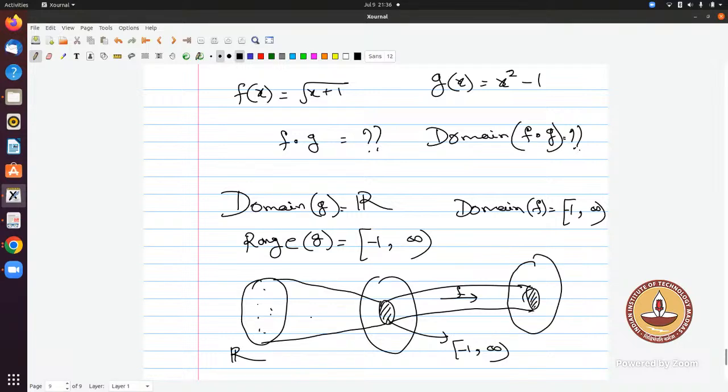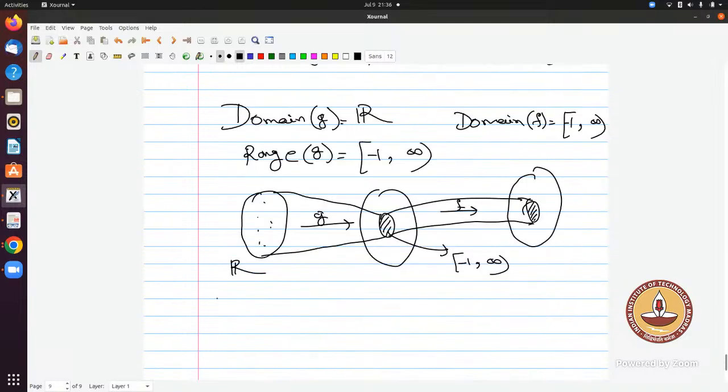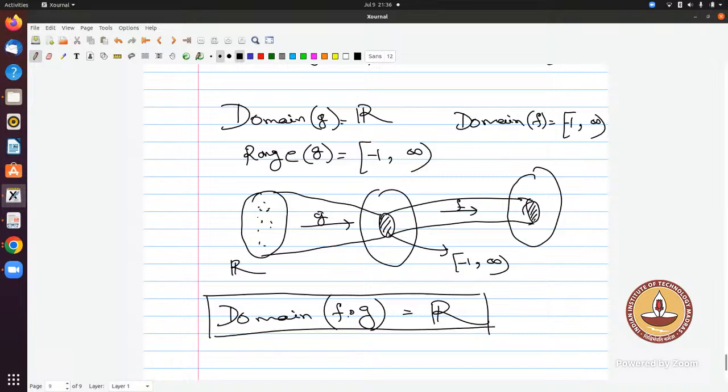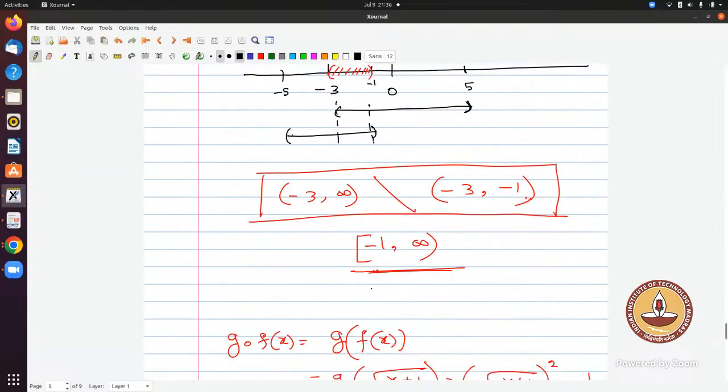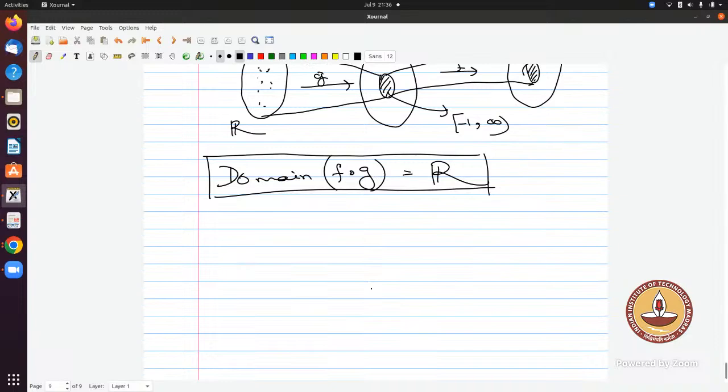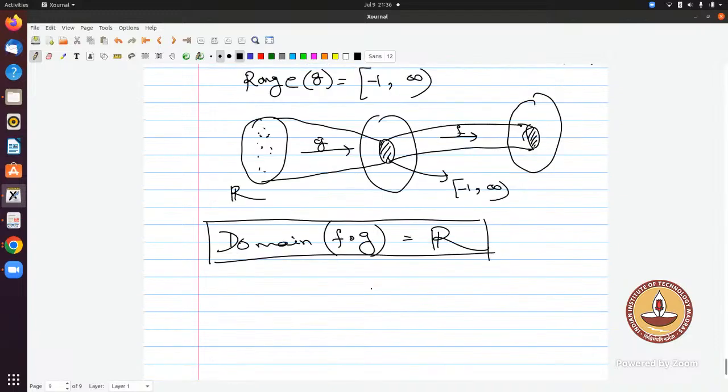So f compose g is well defined, and what is the domain of f compose g? I can take any input from R, and I apply g, then I can apply f. It is well defined. So this is R. Clear? So earlier for g compose f, the domain was minus 1 to infinity, but in this case the domain is the set R, all real numbers.